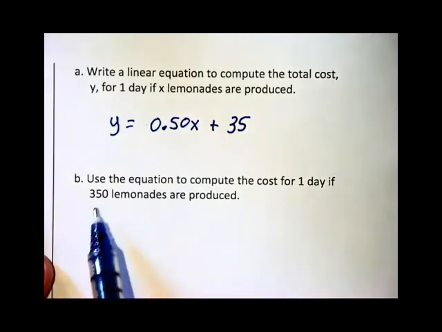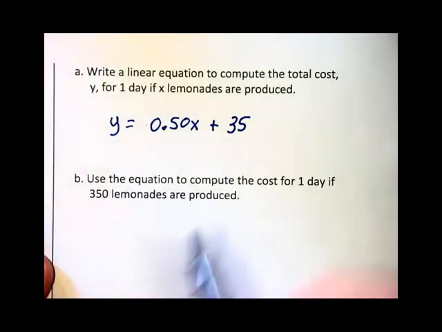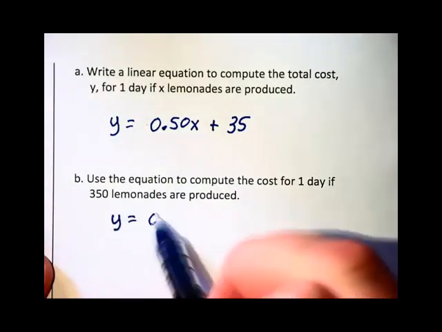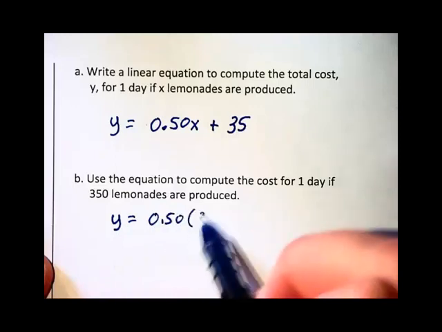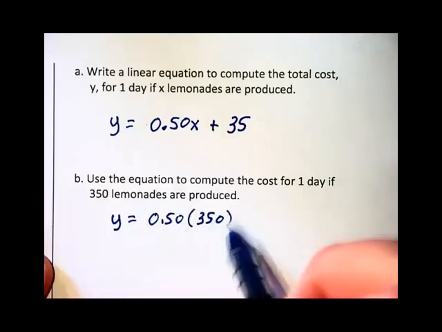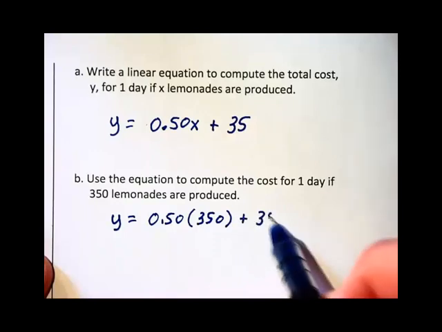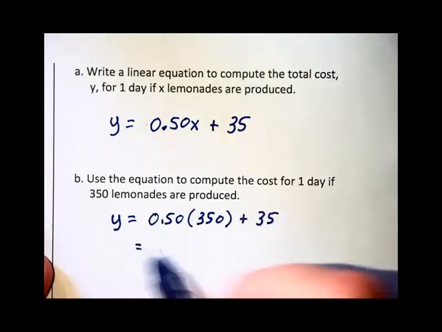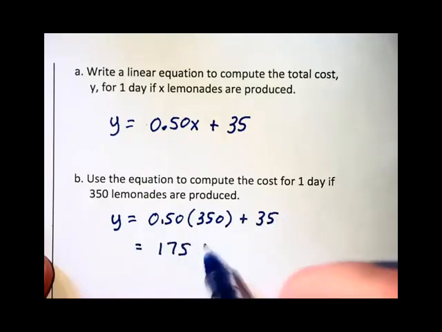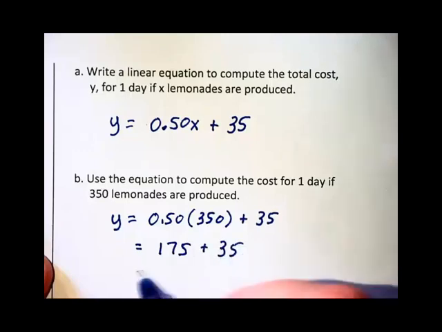Now if 350 lemonades are produced, that would be Y equals 50 cents times each of the 350 lemonades plus the $35. That becomes 175 plus 35, which is $210.